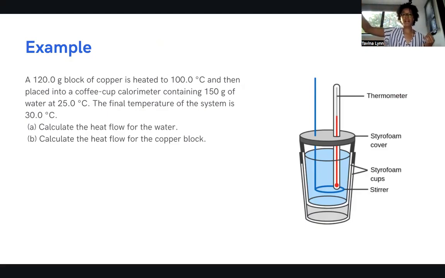Now we take this block of metal that we've weighed out, that's 120 grams, we've heated it to 100 degrees Celsius, then we add the copper into the coffee cup calorimeter. And once we do this, we see that our final temperature reads 30 degrees Celsius. So basically, once we reach thermal equilibrium, that temperature is 30 degrees Celsius. So we want to calculate the heat flow for the water and for the copper block.